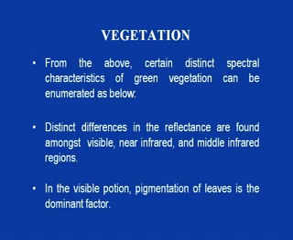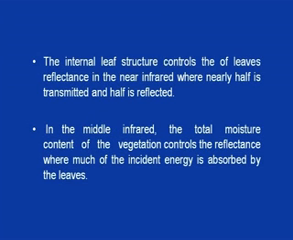Distinct differences in the reflectance are found amongst the visible, infrared and middle infrared regions. In the visible portion, pigmentation of the leaf is the dominant factor. The internal leaf structure controls the leaf reflectance in the near infrared region, where nearly half of it is transmitted while the other half is reflected. In the middle infrared region, the total moisture content of the vegetation controls the reflection, where much of the incident energy is absorbed by the leaves.